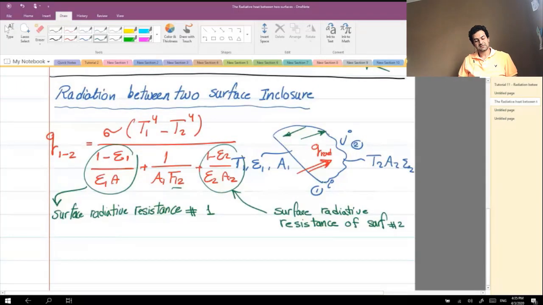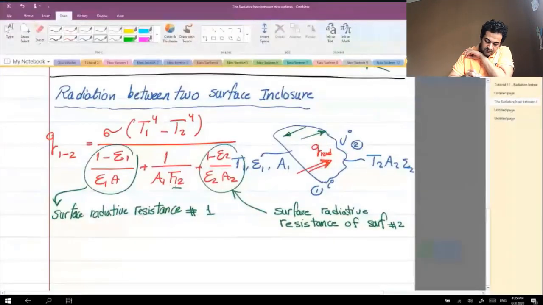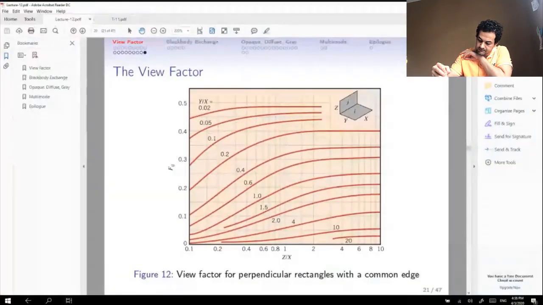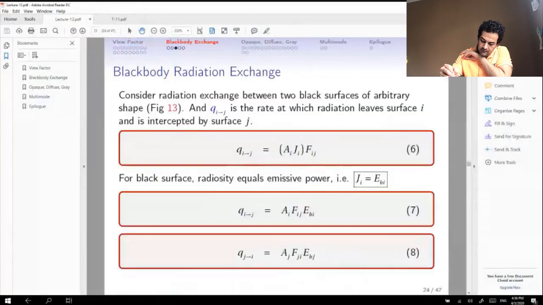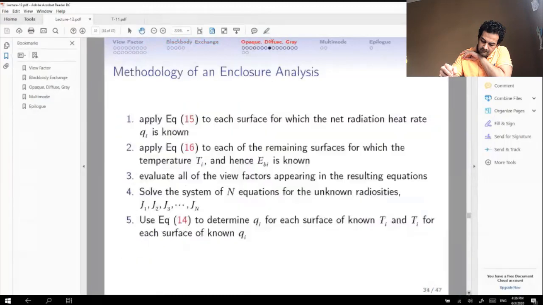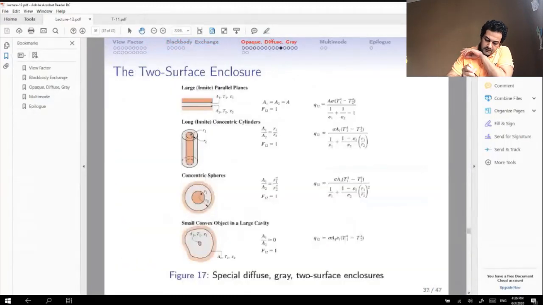And this also has too many special cases for getting the view factor between 1 and 2. So I'm going to show it to you here in the lecture. The special cases are here. If we have very large infinite parallel plates, because they are infinite, all the heat transferred from surface i is going to be received by surface j.